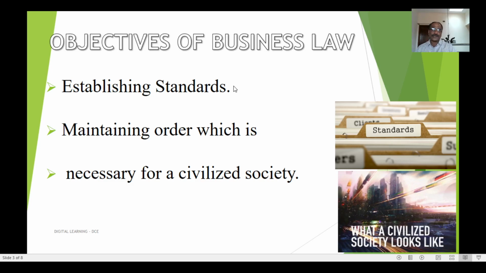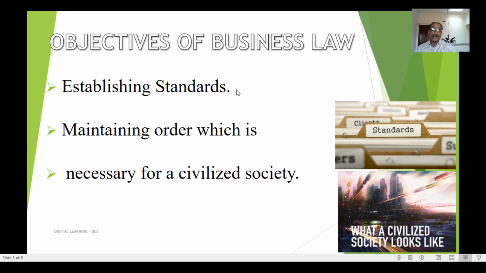The standards are specified by the law relating to business, so every business has to provide services and manufacture goods according to the standards mentioned by the law. According to those minimum standards specified by the law, the standards are to be maintained by each and every business.